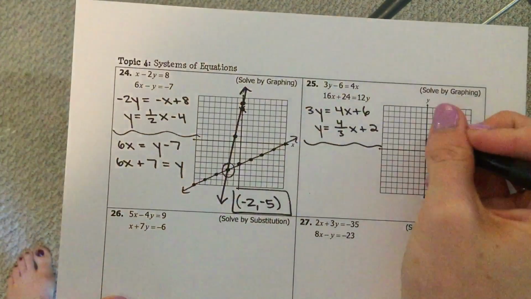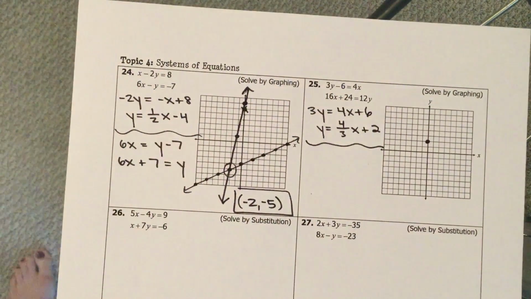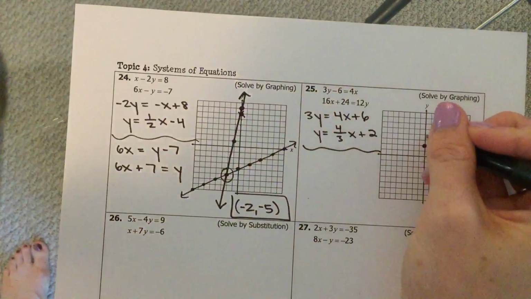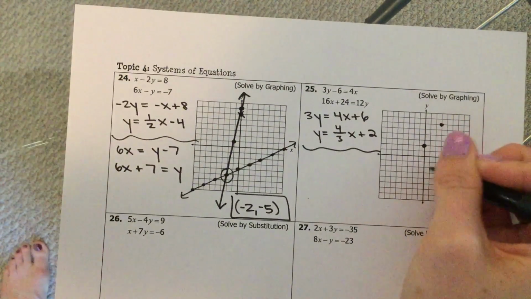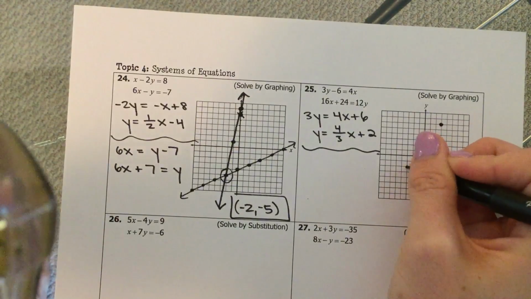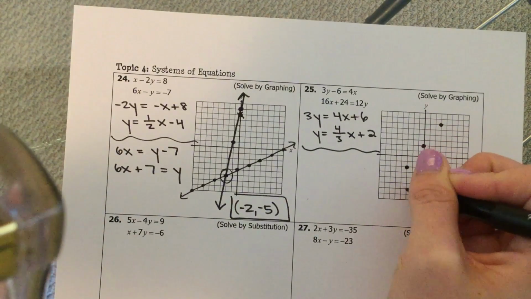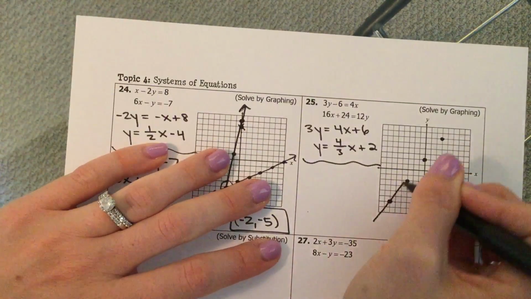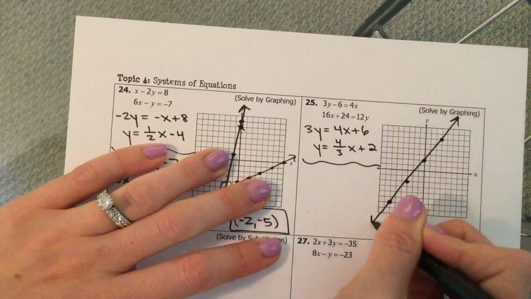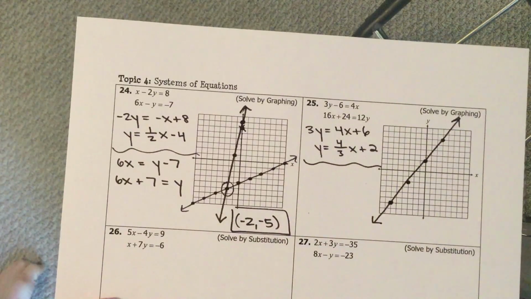We'll plot that. Y-intercept of 2, slope of 4/3, so we can go up 1, 2, 3, 4 over 3. And then I'm out of space, so I'll do the opposite. And down 1, 2, 3, 4, over 1, 2, 3. Connect the dots there.